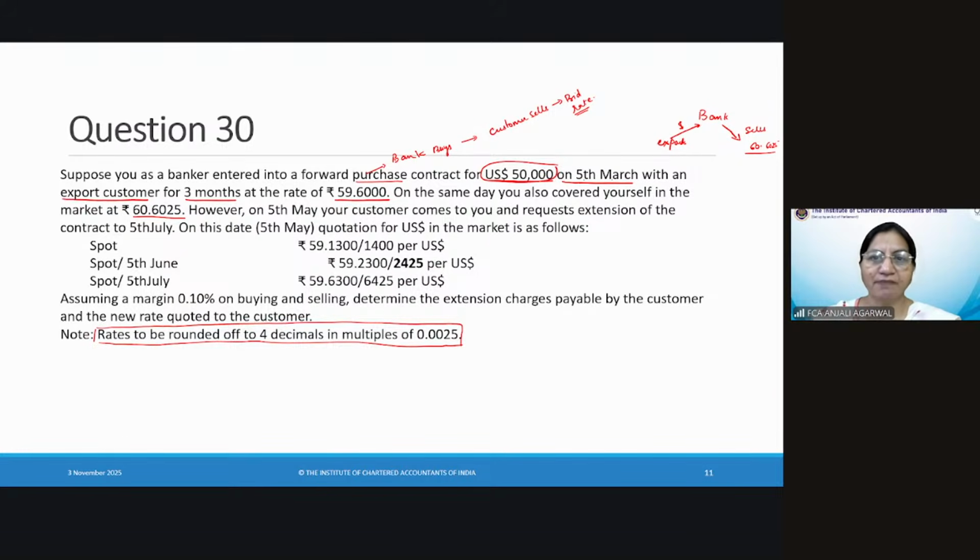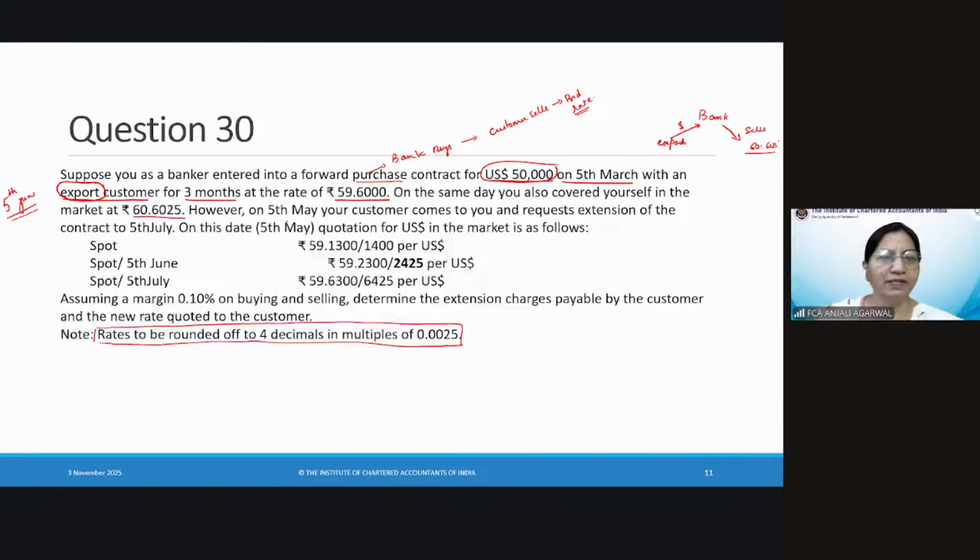Now, when I'm saying bank buys, that means customer sells, bid rate is applicable. The same information can be received from just one word, that he's an export customer. So an exporter will definitely receive foreign currency, which he will sell. So when the customer is selling, bank will buy. Now what happens actually, that is, this agreement was done on 5th March, 3 months. So from 5th March, when you count 3 months, it's 5th June. So the contract was for 5th June.